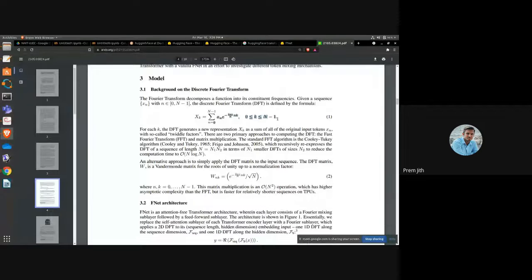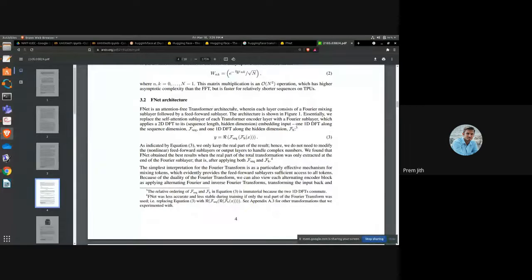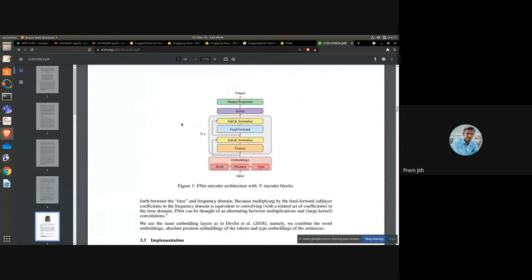So this is the Fourier transform equation. The FNet architecture is an attention-free transformer. This is a new revolution, an attention-free transformer, wherein each layer consists of a Fourier mixing sublayer followed by a feed forward sublayer. So I understood that in the FNet architecture, instead of attention plus feed forward network, we use a Fourier transform layer. Self-attention is replaced by a Fourier transform layer.